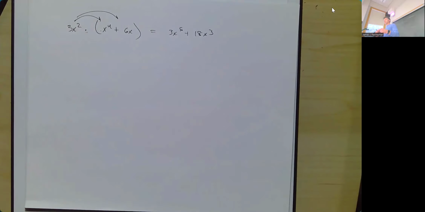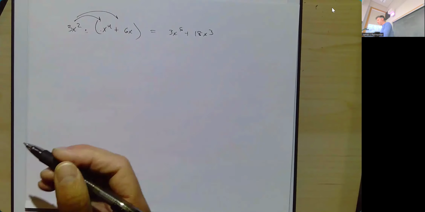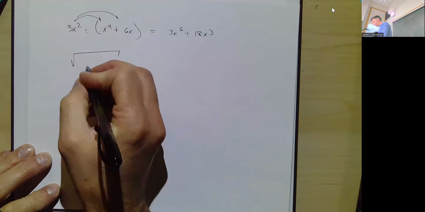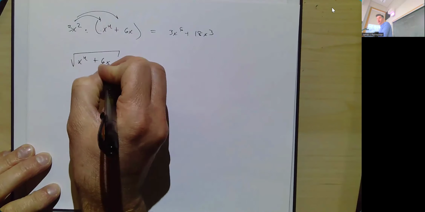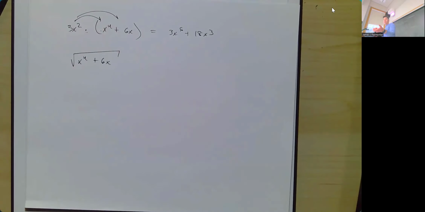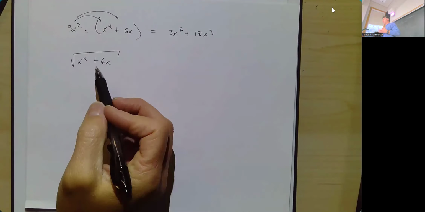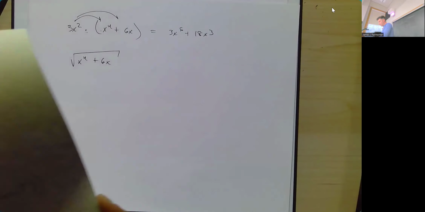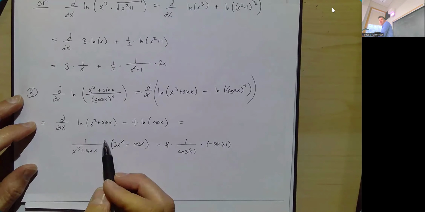But the question you're asking is kind of similar to asking, why don't I distribute the square root across x to the fourth plus 6x? Because it's not multiplication, it's a function of. You're taking the square root of this entire expression, just like we're taking the natural log of this entire expression.